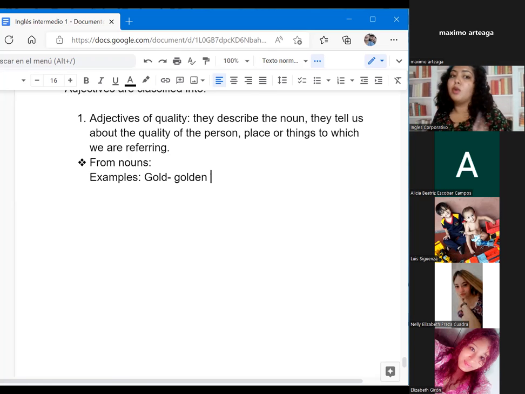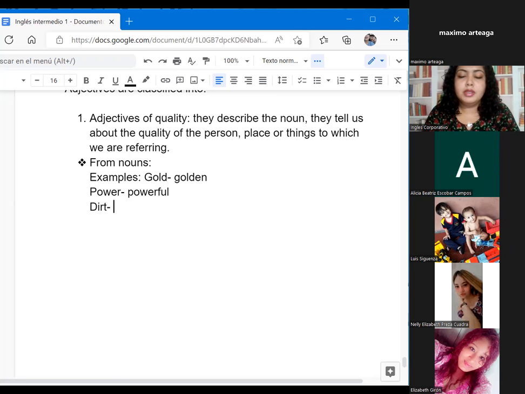So in that case, I have a word and an adjective. Then we have another one. We have power. That is a noun. And I'm going to transform that word into an adjective. And I have powerful. Poder, poderoso. And then we have the last one, that is dirt and dirty. Dirt, suciedad, sucio. Suciedad of a thing, sucio meaning that something is dirty or someone is dirty. So in that case, we have these adjectives from some nouns. And we're going to see some examples with those adjectives.